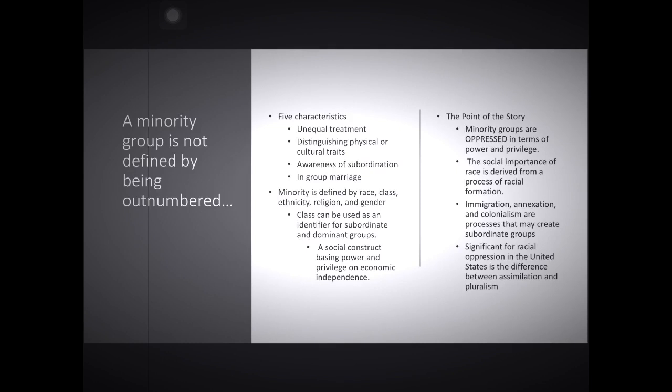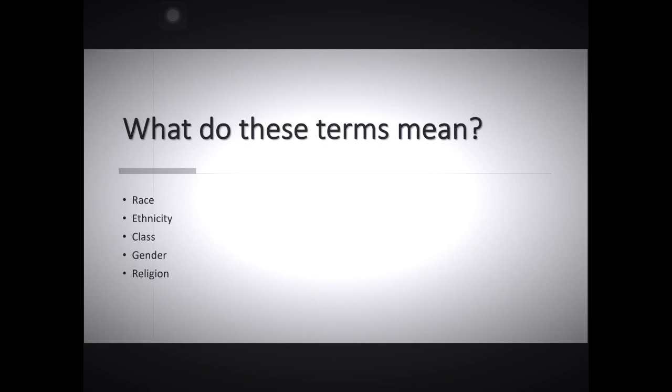The social importance of race is derived from a process of racial formation. Immigration, annexation, and colonialism are all processes that make and create subordinate groups, and significant for racial oppression in the United States is the difference between assimilation and pluralism. Again, I want to stress to everybody, these are the definitions of the social constructs, not my personal or even professional perspectives of these terms. So what do these terms mean? What does race, ethnicity, class, gender, and religion mean?